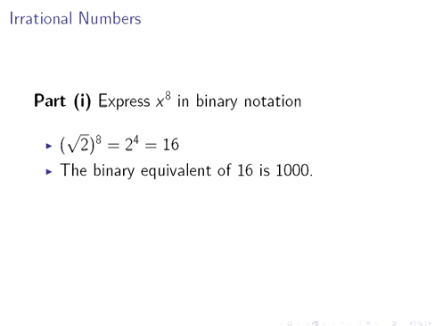So x is the square root of 2, so we have the square root of 2 to the power of 8, and that is equal to 2 to the power of 4, and that is equal to 16. And the binary equivalent of 16 is 1000. Now I decided just to keep this presentation short and sweet, so you can look at some of the other videos to check how that would be done. So the binary equivalent of 16 is 1000. Okay, so that's the first part done.